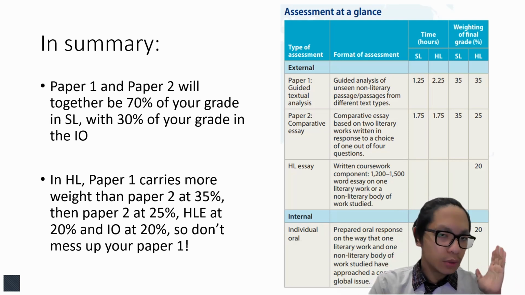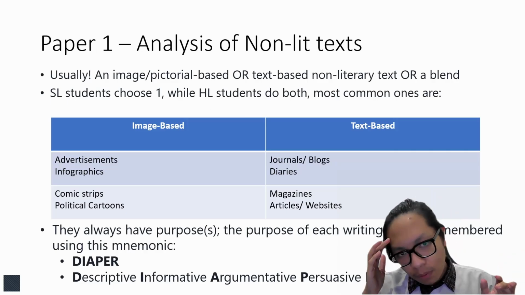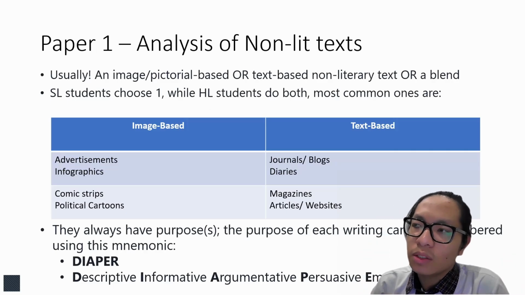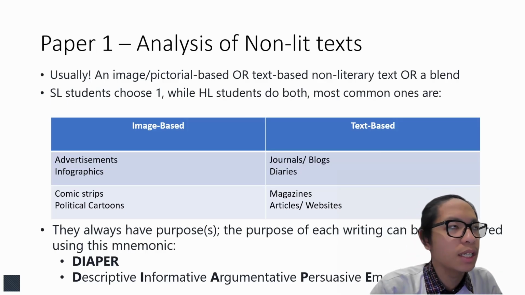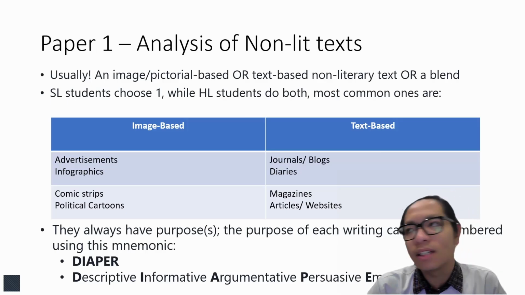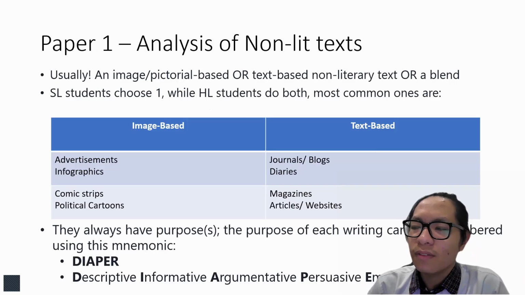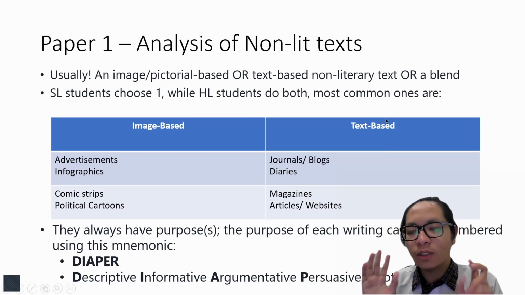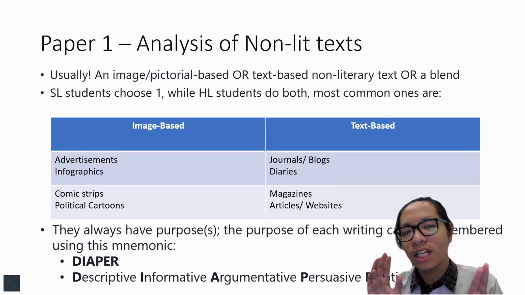So we'll just go straight to paper one. Paper one is analysis of non-lit text. Now, this isn't the same non-lit text that you learn in class. This is going to be brand new and unseen. So think of journal articles, think of blogs that really show up on websites or newspaper articles. Generally, in paper ones, they always come in two types, and you'll be given two in general.